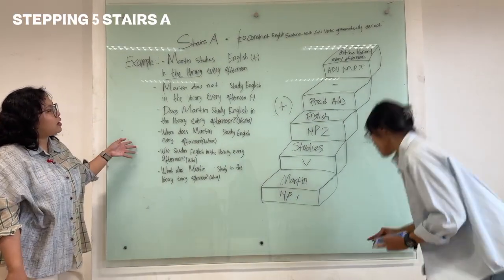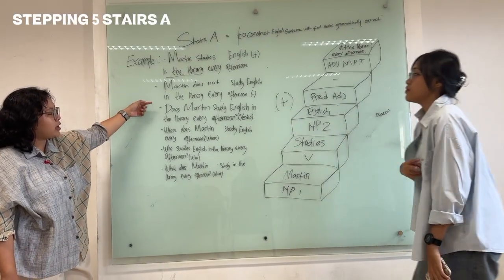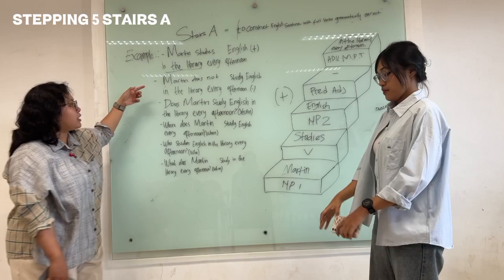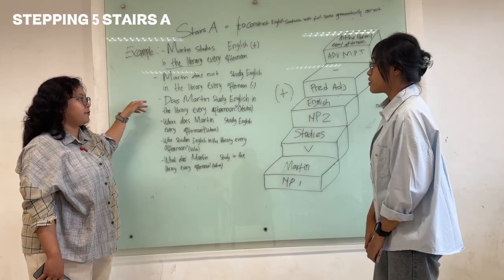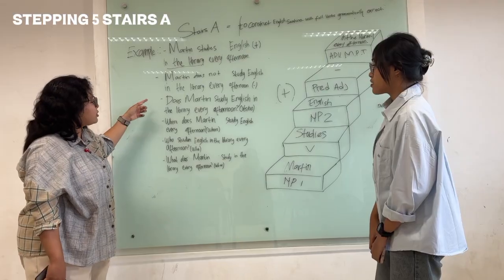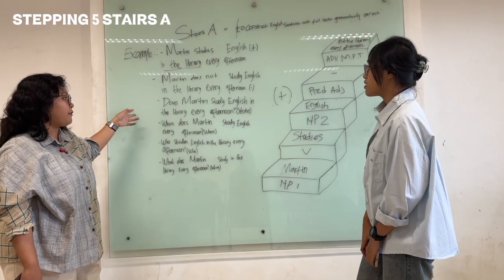Okay. Now we have other sentences, the negative one and also the interrogative one. For the negative, we have: Martin does not study English in the library every afternoon. And then for the interrogative, yes or no: does Martin study English in the library every afternoon?